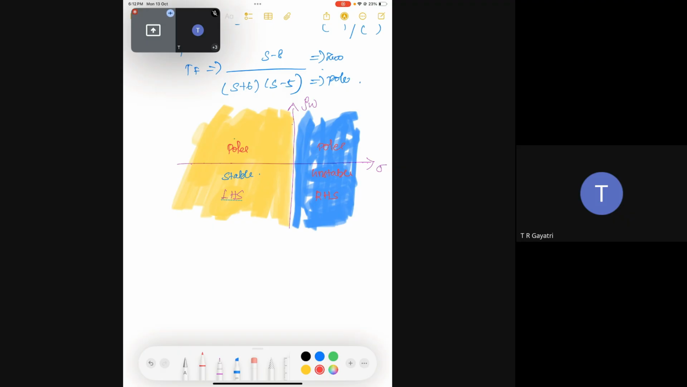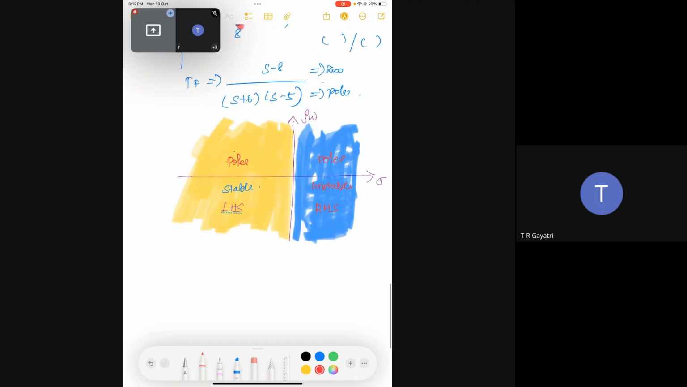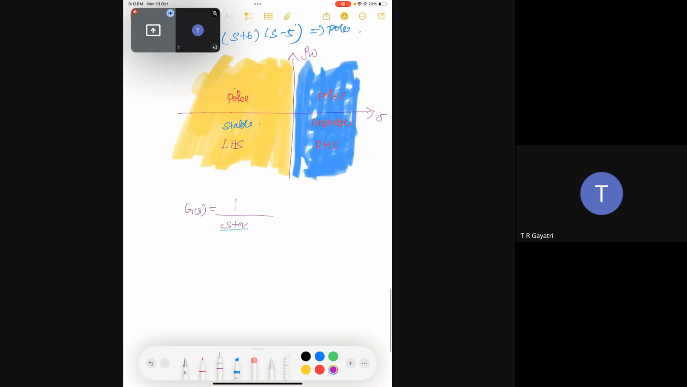Why we do this, I will come to later. I'll explain why. For example, if I have a simple system, since I'm considering poles, I'm only taking the denominator, not the numerator. If my transfer function is like this, and I take the inverse Laplace transform to find the t domain, what will be the answer? If you take the inverse Laplace transform of 1 by s plus a, what will it be? It will be e power minus a t.